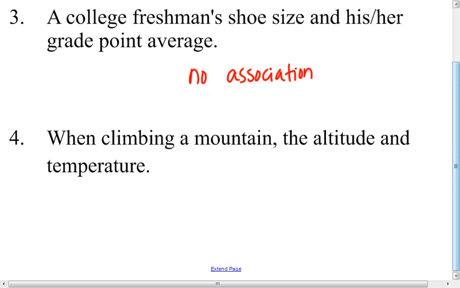Okay, climbing the mountain. So as you go up in altitude, the temperature goes down. Okay, so again, this is negative. Okay, and this too is probably a somewhat strong relationship. Probably, you know, the higher you get, it definitely the colder it gets. And it probably jumps in kind of increments a little bit. It's not perfect. Like if you go up 5 feet, the temperature drops 1 degree or whatever. But it's going to be pretty close. So I would say, again, this is fairly strong.